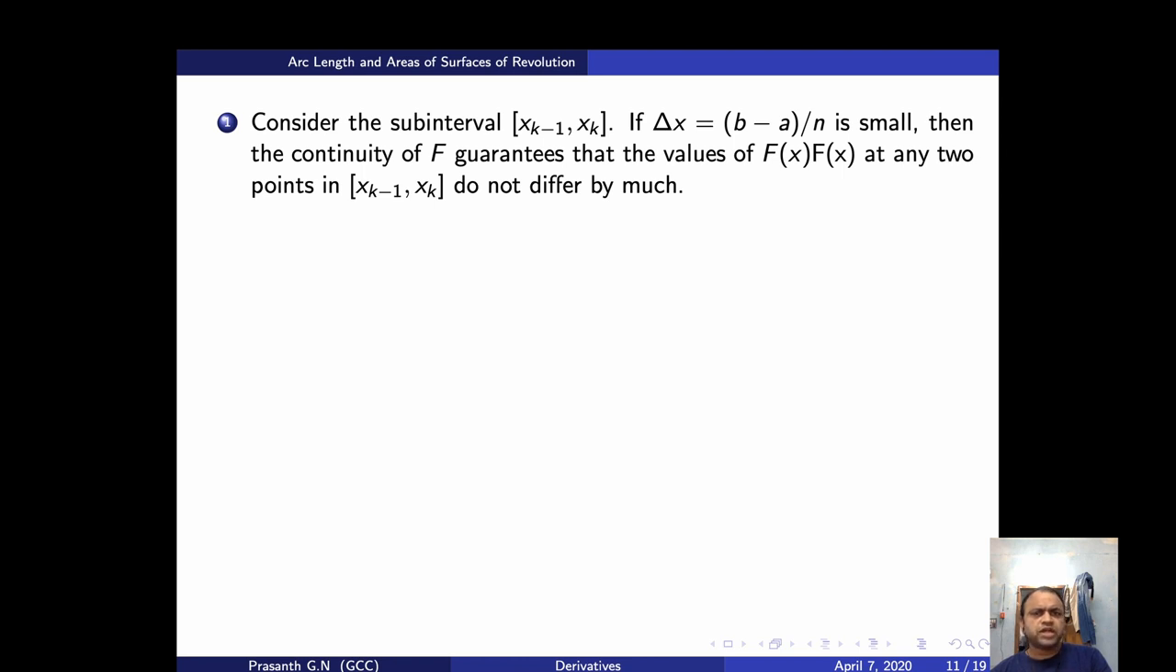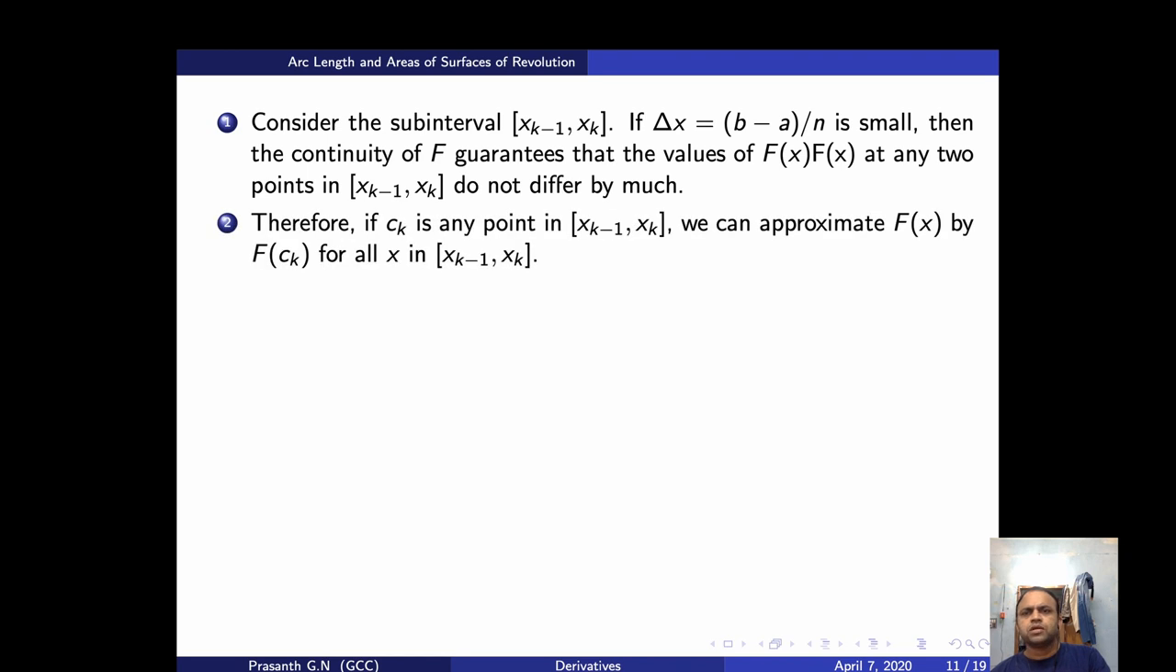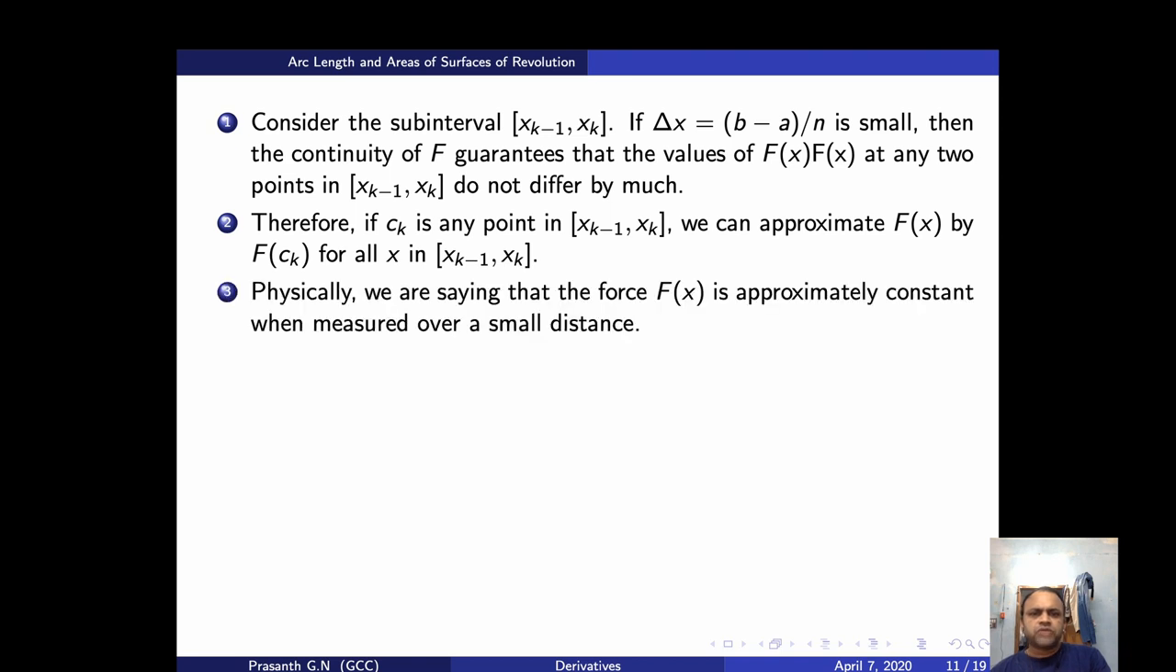So assume that delta x equal to b minus a by n is so small. Then the continuity of capital F guarantees that the values of f of x at any points in xk minus 1, xk do not differ by much. Therefore, if ck is any point in xk minus 1, xk, we can approximate f of x by f of ck for all x in the closed interval xk minus 1, xk. So that means physically f of x is approximately constant when measured over a small distance. The force is a constant when you are standing in a small distance.